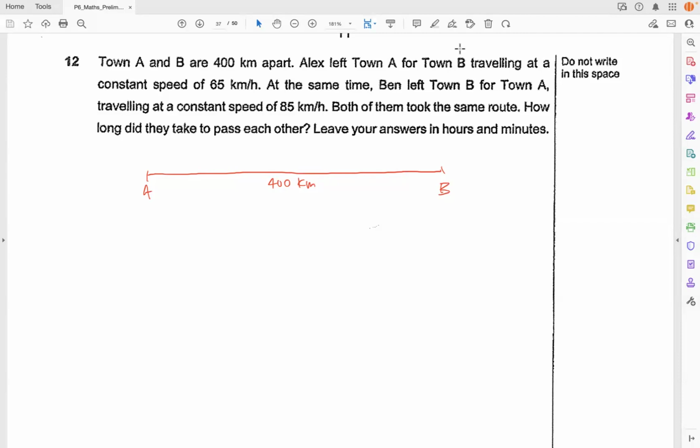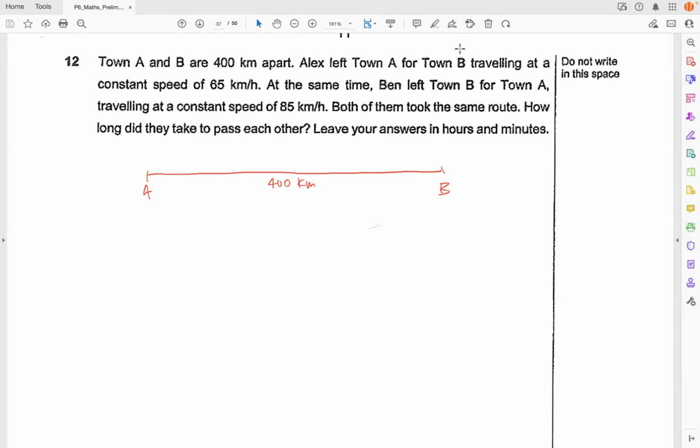However, if they're traveling in the same direction, the approach is always the difference in speed. So we are talking about minus, okay? Or difference in distance traveled per unit time. Difference in distance traveled per hour, per minute, or whatever. So now I read this question, I know they are traveling toward each other. So my approach is always to look for what's the total distance traveled per hour.